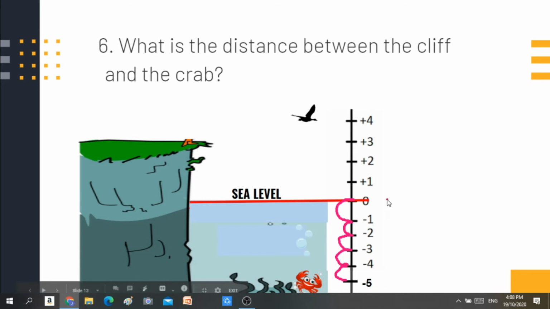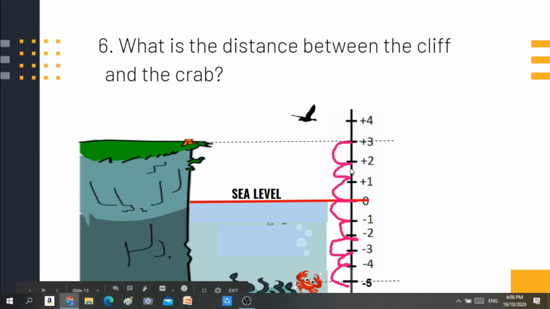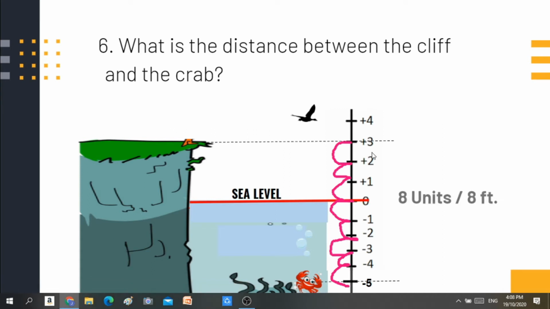Next, what is the distance between the cliff and the crab? So, we have there now the cliff and we have the crab. Now, what is the distance between these two? Let's count. So, I have here 1, 2, 3, 4, 5, 6, 7, 8 steps, or we consider these as 8 units, o meron tayong 8 feet. Meaning to say the distance between the cliff and the crab is 8 feet.